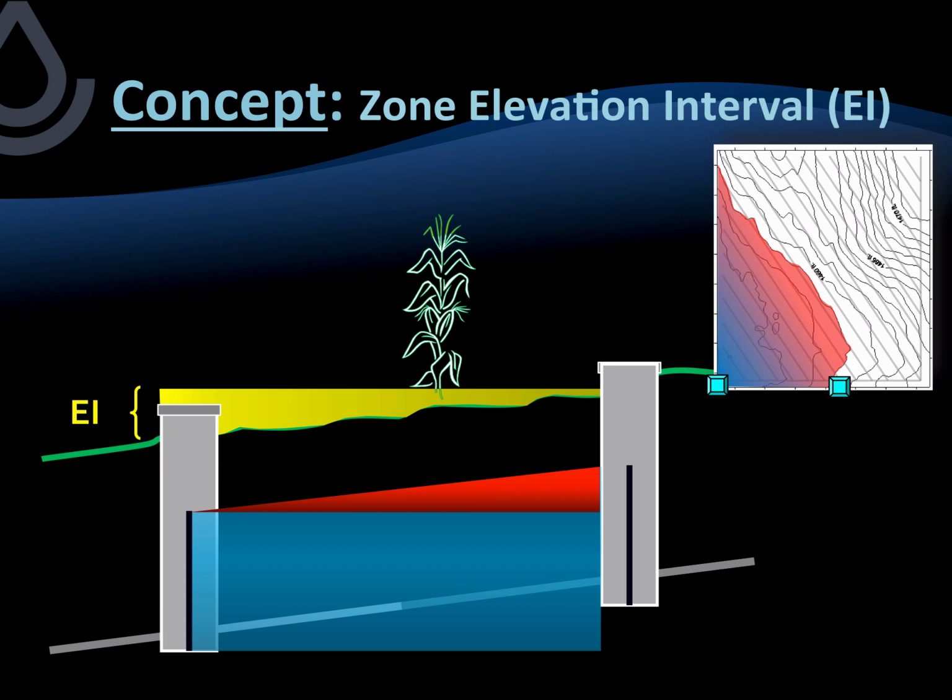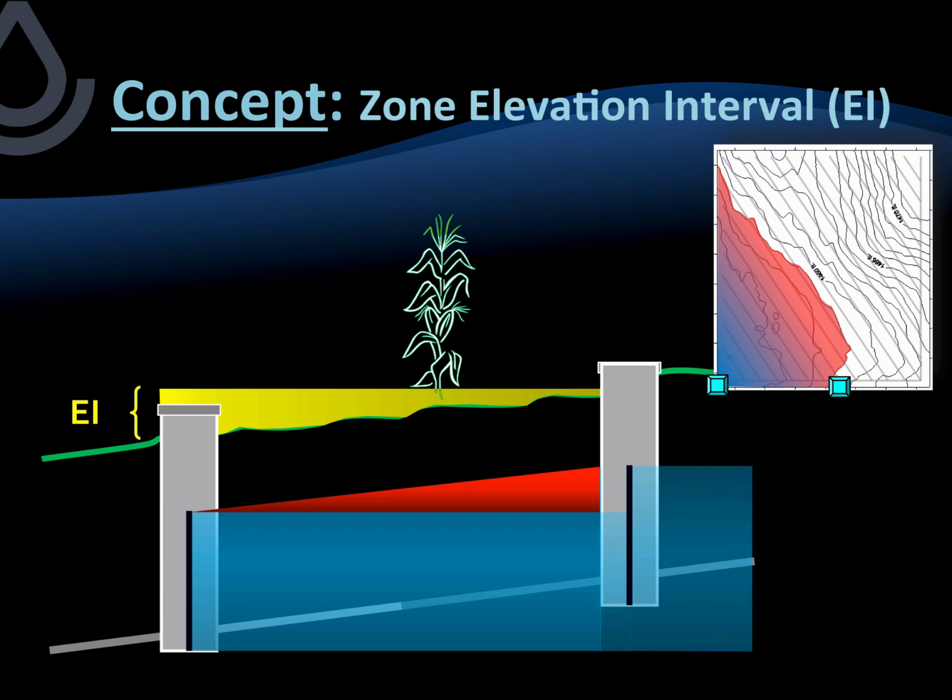And at this point then, we would locate another structure in the field for the second zone, and we would be back at the desired water table depth, and then we would move up into that next zone on the field. So that's, in general, the concept of the zone and the elevation interval. Those two parameters kind of go hand in hand for these systems.